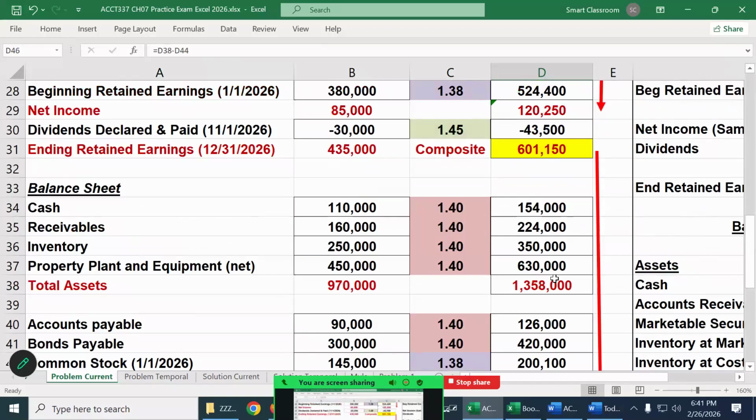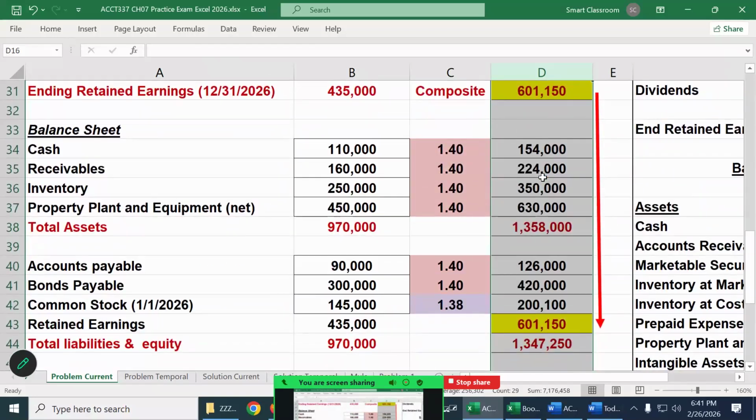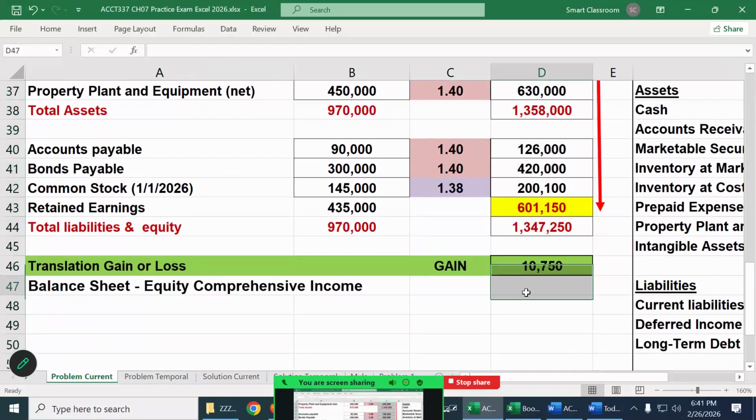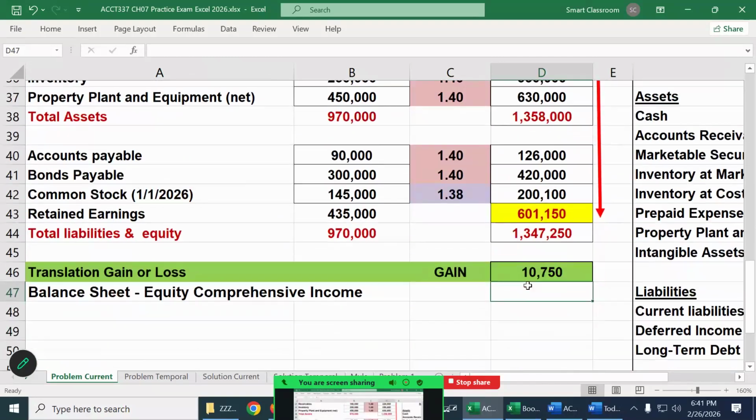Okay, press on that. And again, this is what we do to put it into US dollars. Later on, depending on how big the foreign subsidiary is, you would put it into a consolidated financial statement.